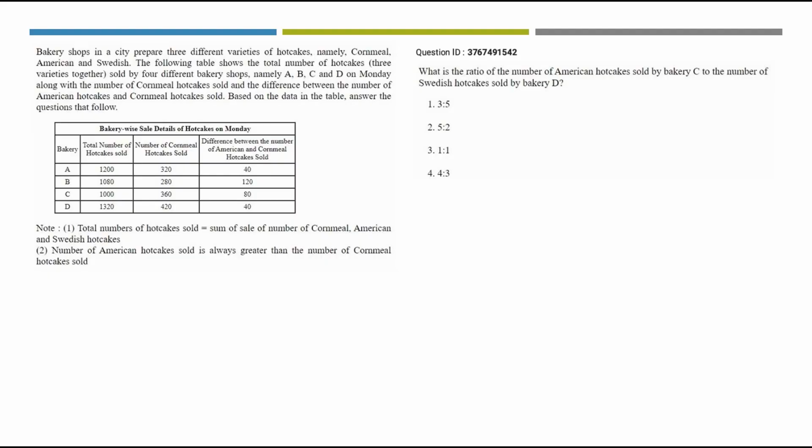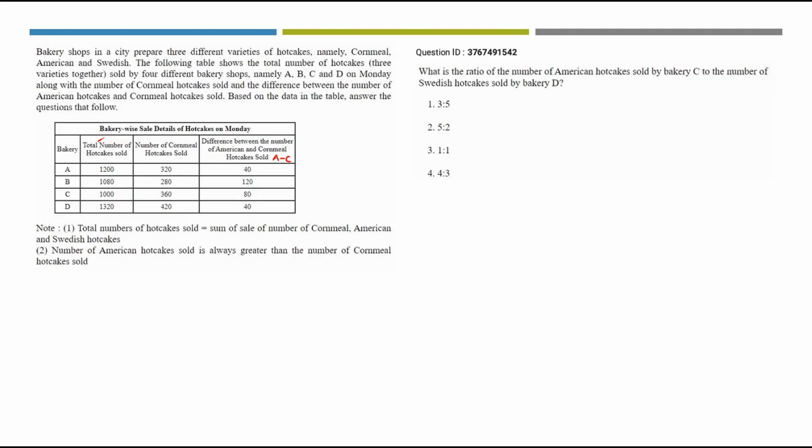They have given a note here. Total number of hotcakes sold is equal to the sum of the number of cornmeal, American and Swedish hotcakes sold. So this number will have the count of all the 3 varieties together. Number of American hotcakes sold is always greater than the number of cornmeal hotcakes sold. So when they talk about the difference, it is always American minus cornmeal. So this difference will be a positive value because American hotcakes sold are always greater than cornmeal hotcakes sold.